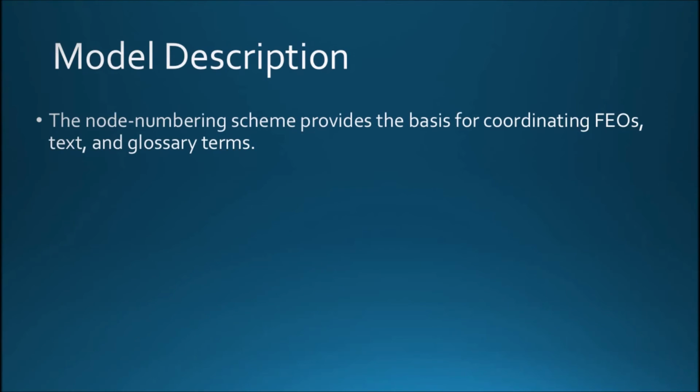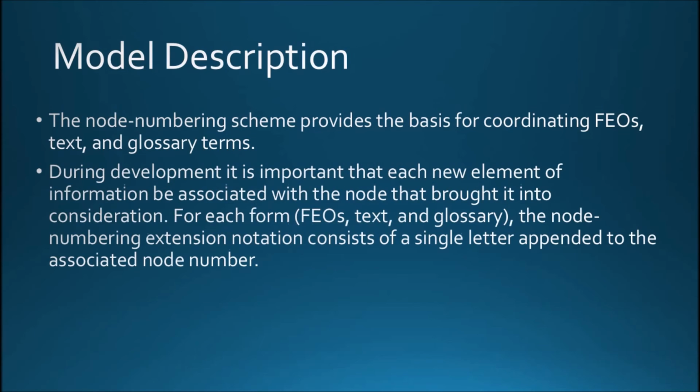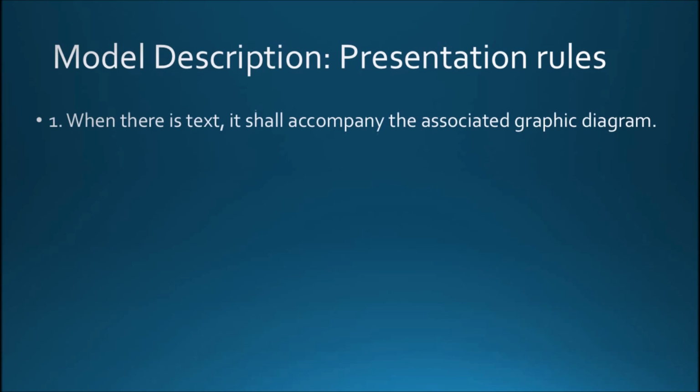The node numbering scheme provides the basis for coordinating the FEOs, text and glossary terms. During development, it is important that each new element of information be associated with the node that brought it into consideration. For each form, FEOs, text and glossary, the node numbering extension notation consists of a single letter appended to the associated node number. Some presentation rules.